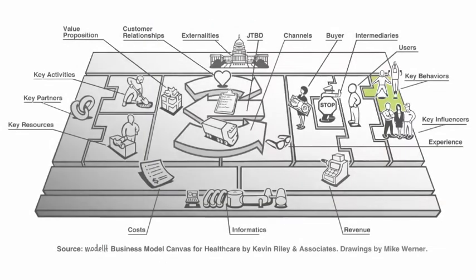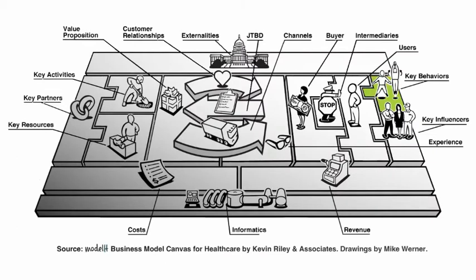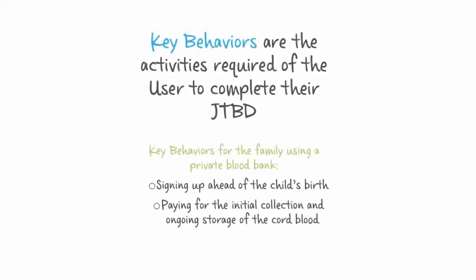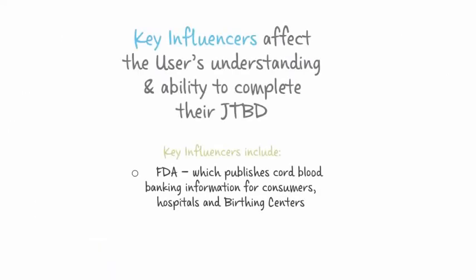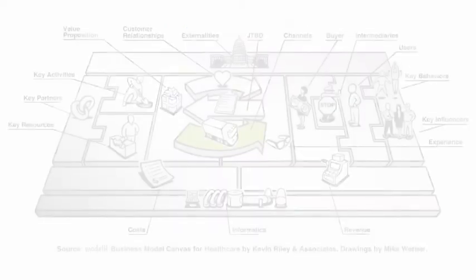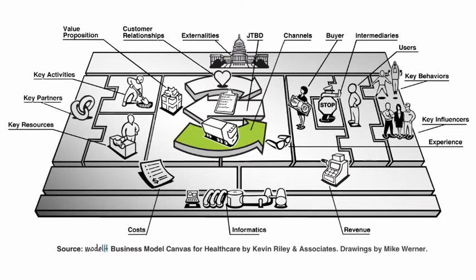Key behaviors are the activities required of the user to complete their job to be done. In our example, the key behaviors for the family using the private blood bank are signing up ahead of the child's birth and paying for the initial collection and ongoing storage of the cord blood. Key influencers affect a user's understanding and ability to complete their job to be done. In this model, the FDA, which publishes cord blood banking information for consumers, hospitals, and birthing centers, acts as a key influencer to all parties involved. Channels are the way a company brings its value proposition to market.